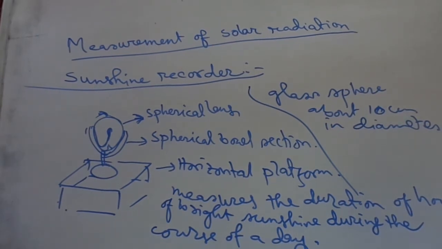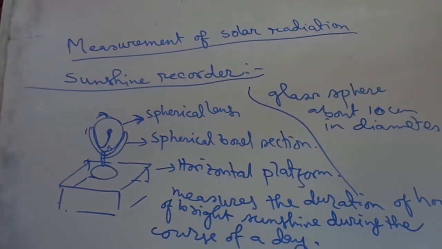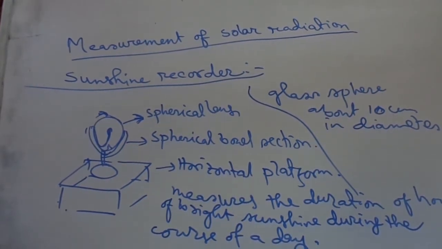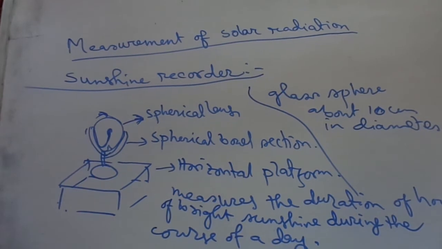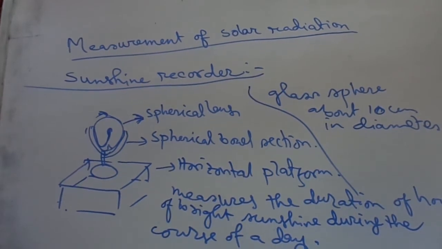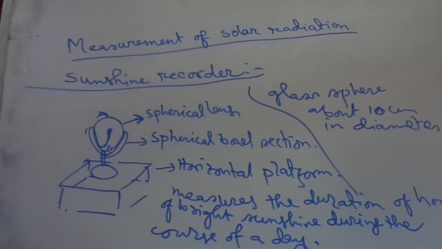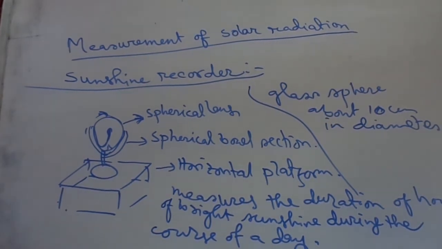The bowl and glass sphere are arranged in such a way that the sun's rays are focused sharply at a spot on a card held in a groove in the bowl. The card is prepared from a spherical paper bearing a time scale. As the sun moves, the focused bright sunshine burns a path along this paper.